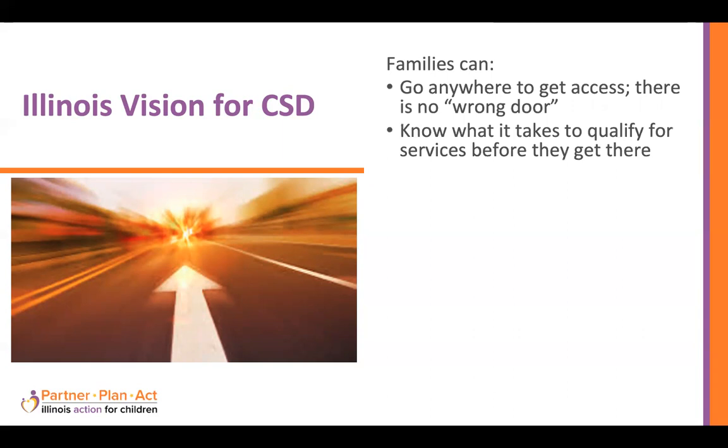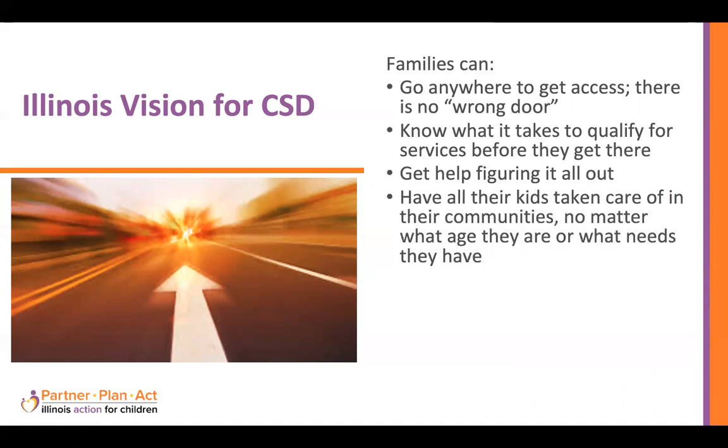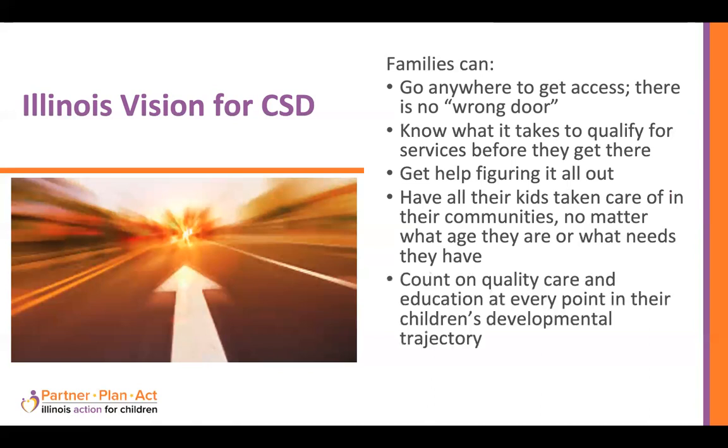Families know what it takes to qualify for programs and services before they get there. Families get help figuring it all out. Our early childhood system is complex, so families need support figuring out the systems. Kids are taken care of in their communities, regardless of their age and what their needs are. Families can count on quality care and education along their child's developmental trajectory. And families can afford what they need.